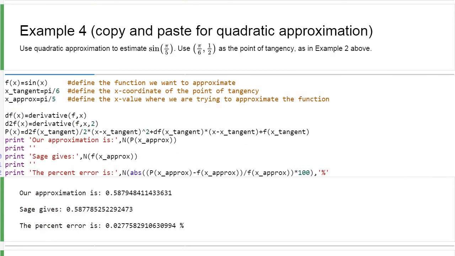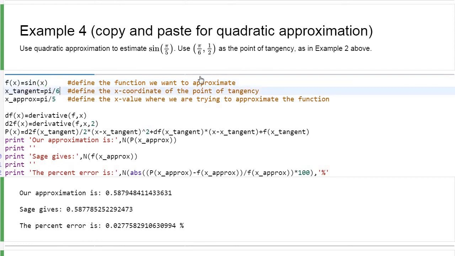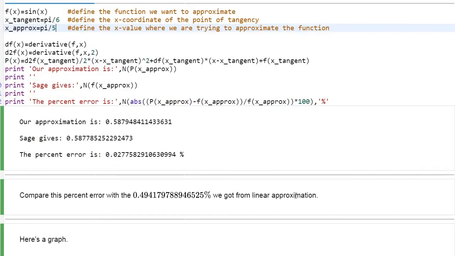Okay, let's put all those pieces together. Have one last example. The assignment asked you for quadratic approximation, this would be the example to copy and paste. So same setup. You got the function to approximate, in this case sine. You got your point of tangency. In this case I'm going to use pi over 6 again, just like I did before. And pi over 5 is what I'm actually trying to approximate. That's what I want to come out at the end. Everything else you should leave the same. So this will do the derivative and the second derivative and calculate the parabola and give you the percent error.